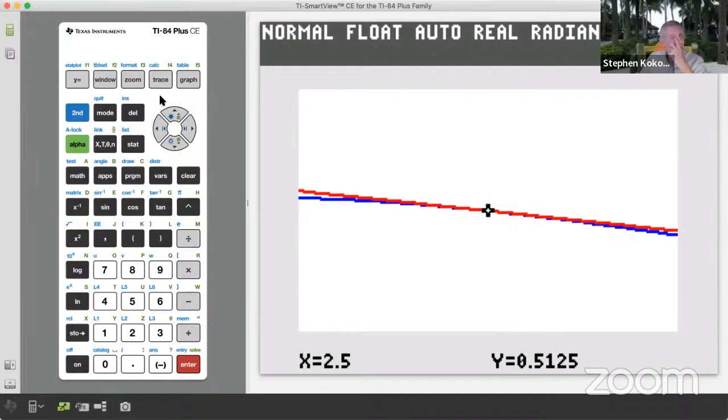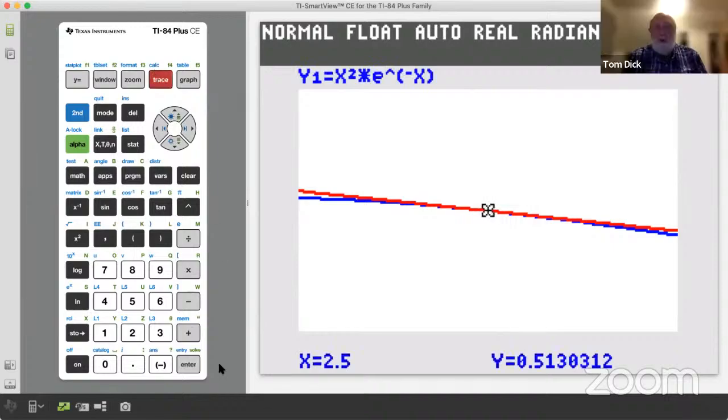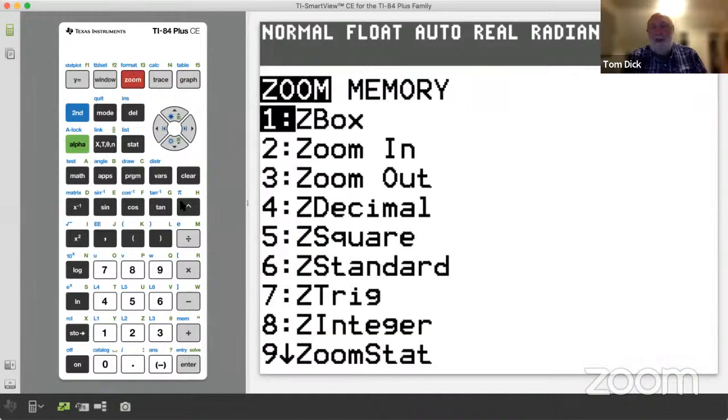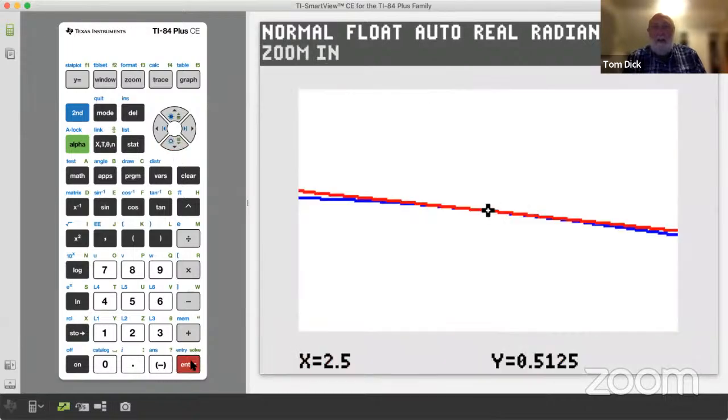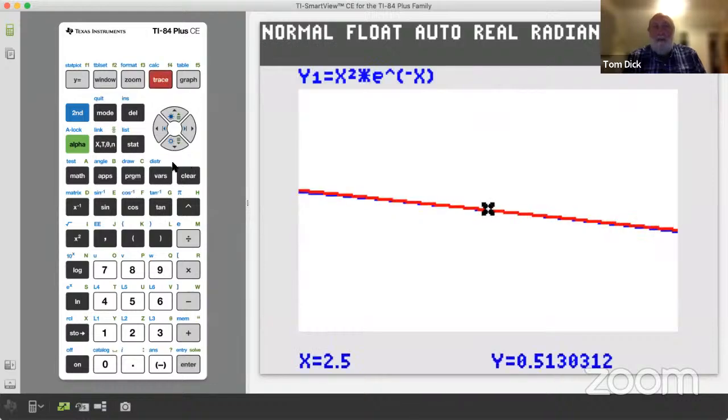In fact, I keep hitting the trace here, and then we'll do a zoom in again. I'm doing that trace thing so I actually get right on the point of tangency each time. So let me do a zoom in again, and let me do it one more time.